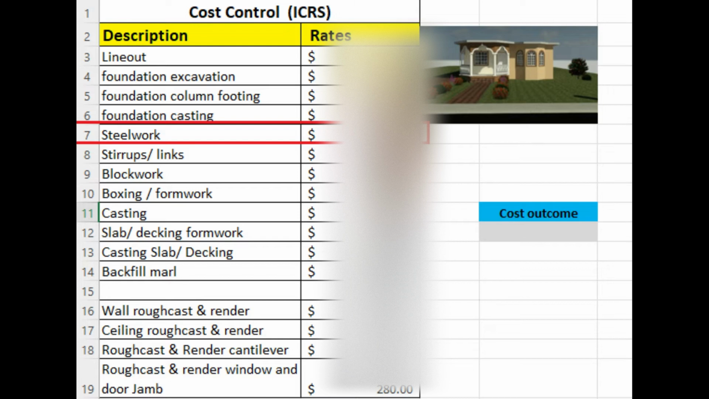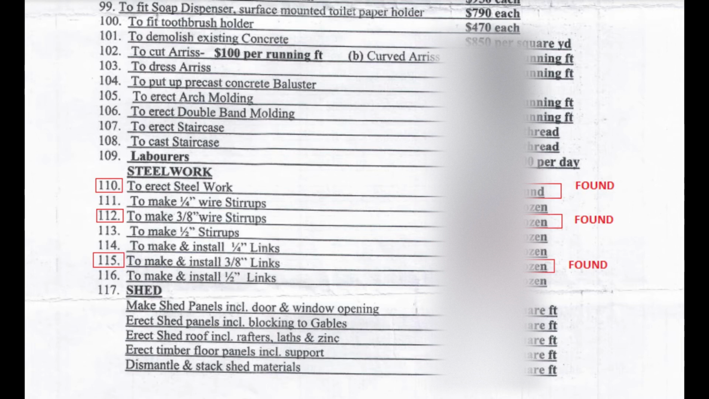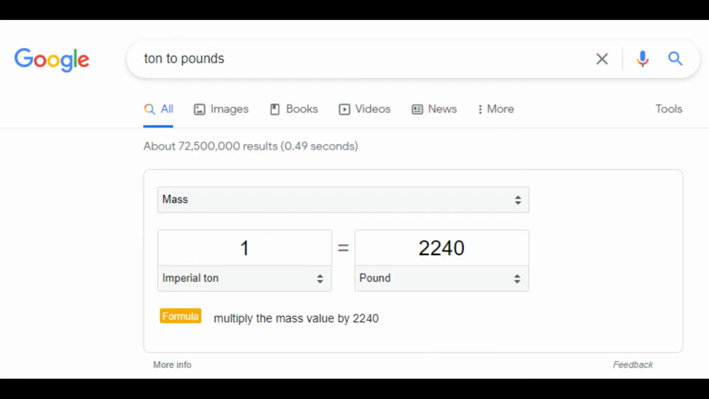Now, based on the amount of different steelwork that I've specified, I think it is easier to do the conversion on the cost control side for the steelwork because I have several items with the unit being tons. So the independent contractor is referring to steelwork and the unit being pounds. If you Google it, the difference between a ton of steel and a pound of steel is 2,240 pounds.